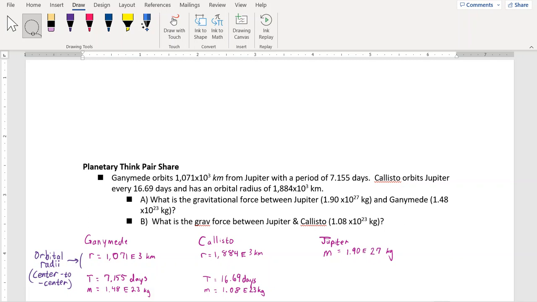So here we are. Ganymede orbits 1,071 times 10 to the 3 kilometers, notice in italics kilometers, from Jupiter with a period of 7.155 days. Callisto orbits Jupiter every 16.69 days and has an orbital radius of 1,884 times 10 to the 3 kilometers.